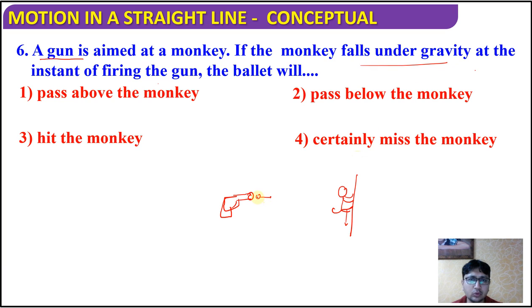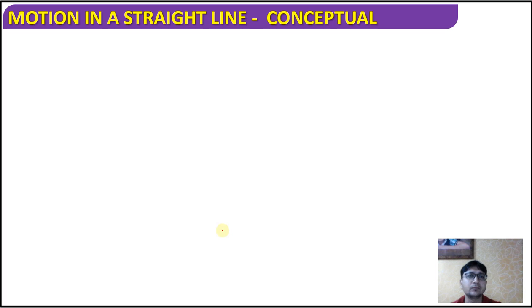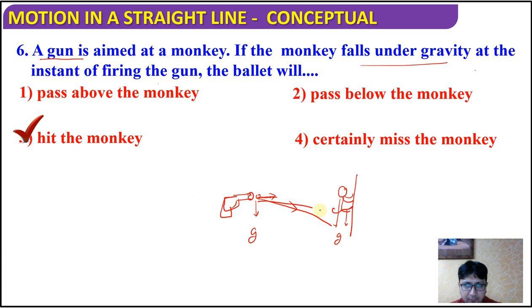At the same time, when this bullet is released, the same g is acting on this bullet too. So what will happen? Yes, it hits the monkey. Why does it hit the monkey? As the monkey moves downward, at the same time the bullet is moving downward, so it will hit it. How? We have seen this. The bullet will move in a parabolic path and the monkey will fall down. Both will travel the same vertical distance in the same time.